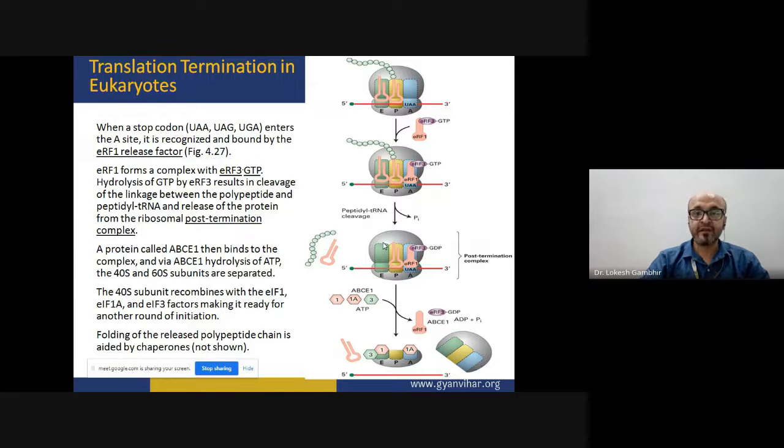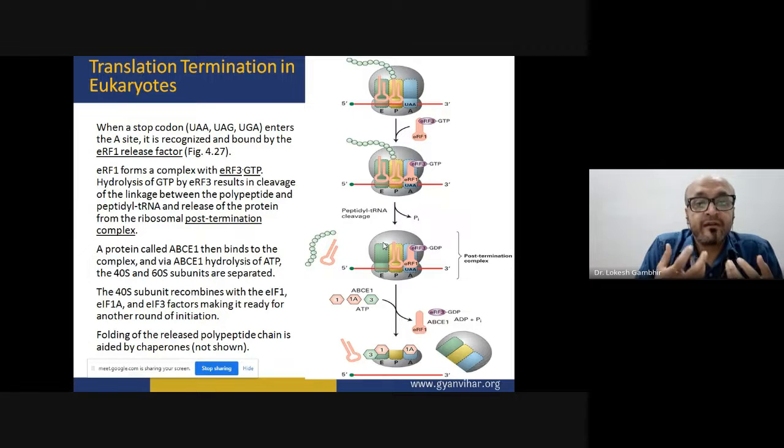Then what is the last part? The last part is termination. Now you have to terminate, and termination happens when the ribosome encounters a stop codon. What is a stop codon? UAA, UAG, UGA. These three are universal stop codons, whether it is prokaryote or eukaryote.